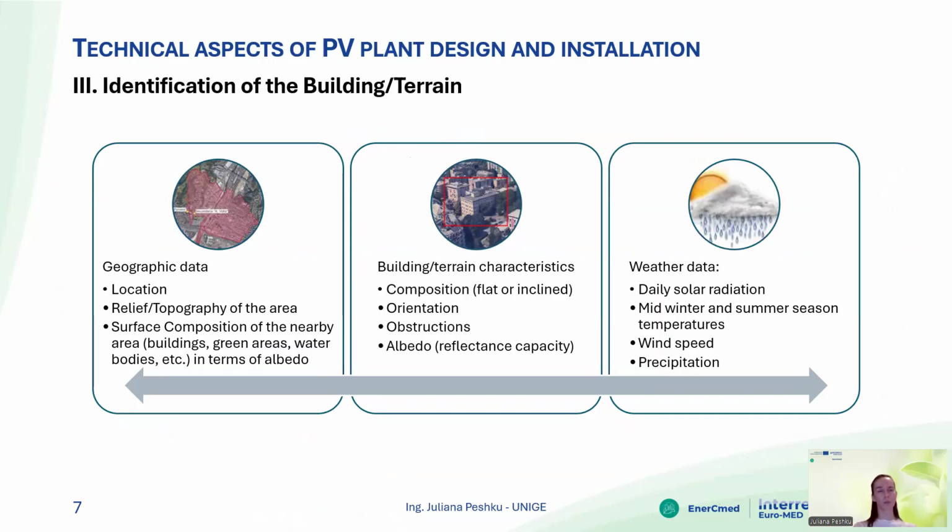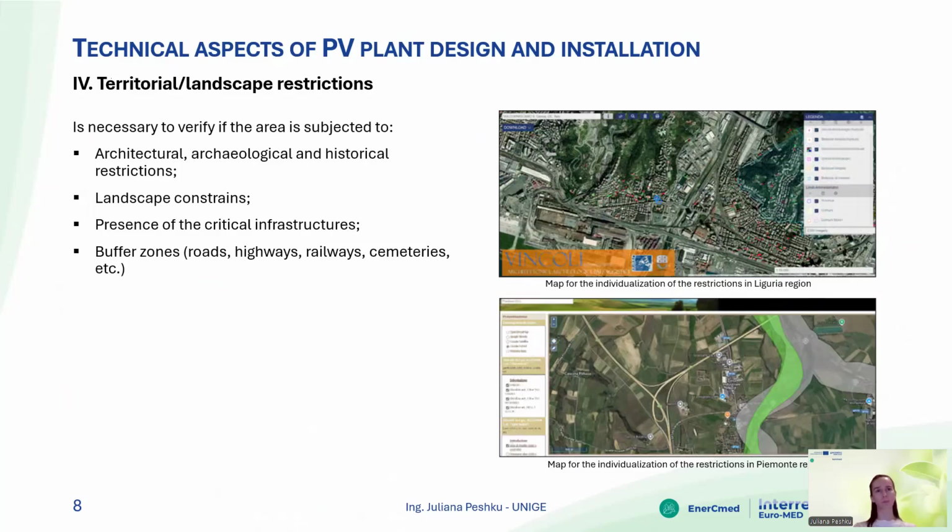Before dimensioning the PV plant, the first step is defining its position and gathering some information regarding the geographical area, so topography, surface composition of the nearby area, building or terrain characteristics such as the area composition, obstructions, albedo of the components, and the weather data referring to the solar radiation, to the wind speed, to the precipitation, snow, and midwinter and summer season temperatures.